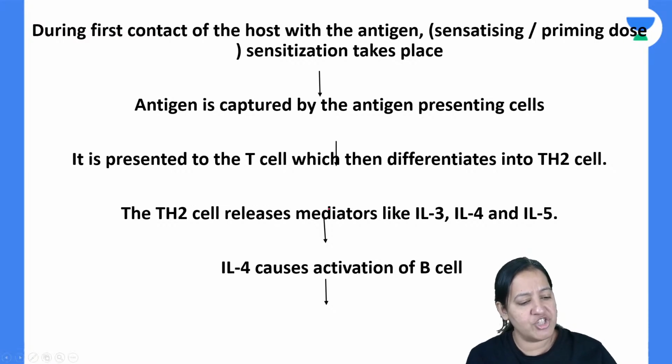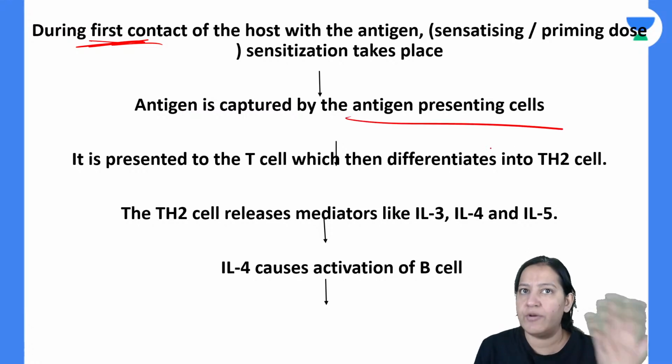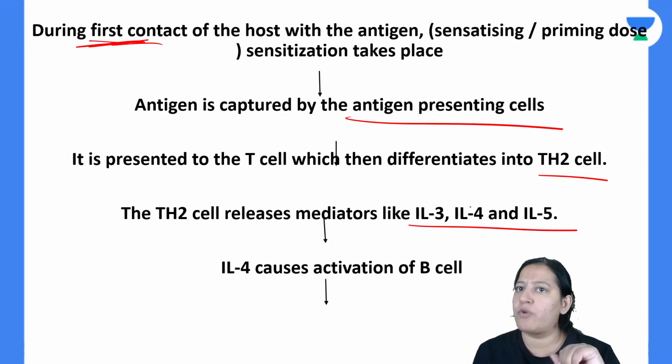Now I will show you the question. You can tell me the correct answer now. Have you got it? See here, everyone. First time when the antigen comes, it is captured by the antigen presenting cell or dendritic cell, which will present it to the Th2 cell, which will secrete IL-3, 4, 5.